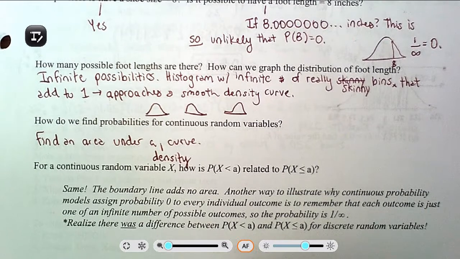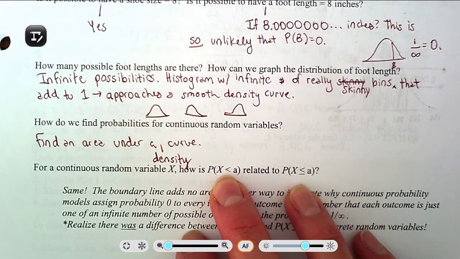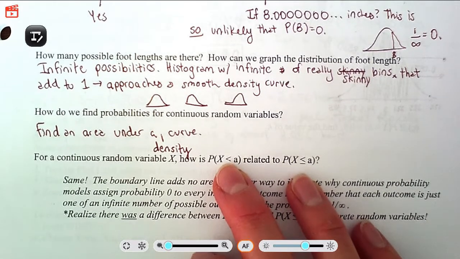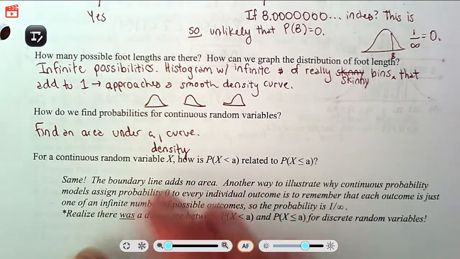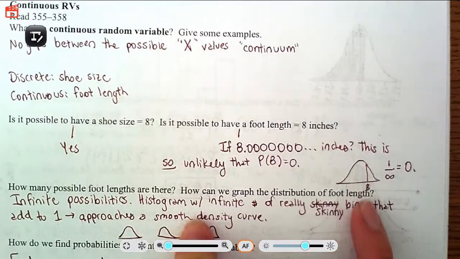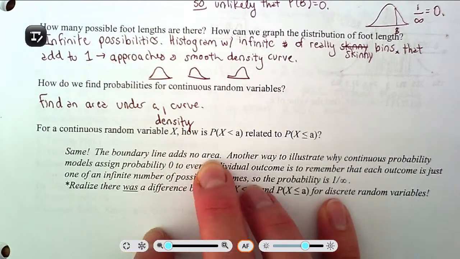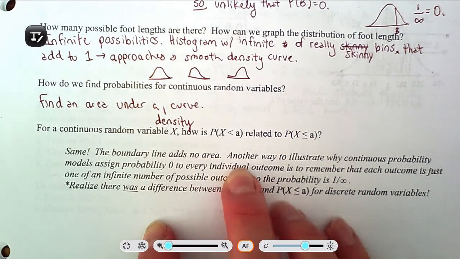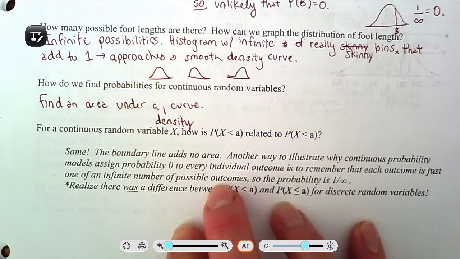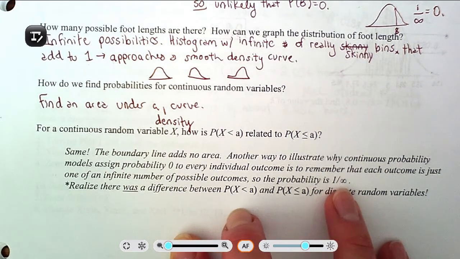For a continuous random variable x, how are these two related? They are exactly the same for a continuous random variable, like one that we estimate with a normal curve or a smooth density curve of some other shape. So these two are exactly the same because of this discussion up here. The probability of exactly one number is 0. So the boundary line adds no area, the boundary of A itself. Another way to illustrate why continuous probability models assign probability of 0 to every individual outcome is to remember that each outcome is just one of an infinite number of possible outcomes, so the probability is 1 over infinity.